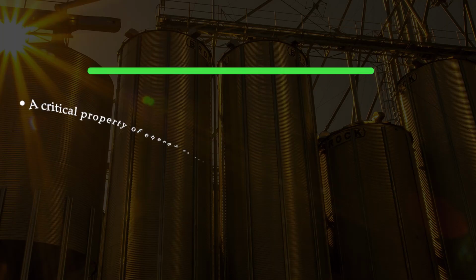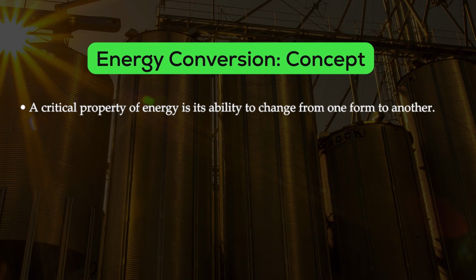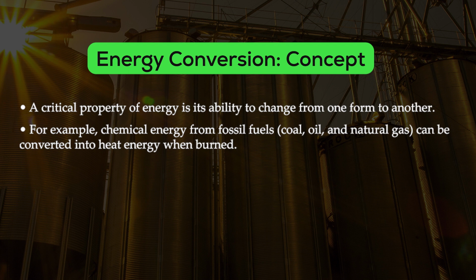Energy conversion concept. When we talk about the concept of energy conversion, then we can talk about various kinds of energies like chemical energy, mechanical energy, heat energy, sound energy, etc. A critical property of energy is its ability to change from one form to another. For example, chemical energy from fossil fuels, coal, oil and natural gas can be converted into heat energy when burned.